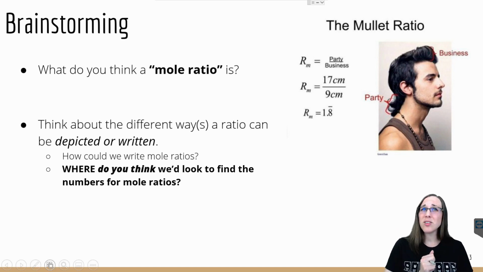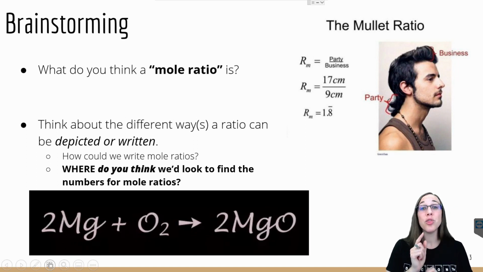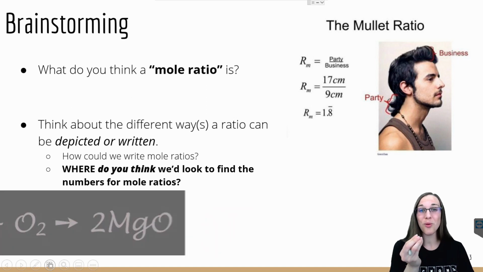Where do you think we'd look to find those numbers then? Where are we going to find the mole ratio numbers? We, of course, have to look at our balanced chemical equation. Remember those coefficients that we can mess with in the front to balance the equation? Those are our mole numbers that we will use for our mole ratios.